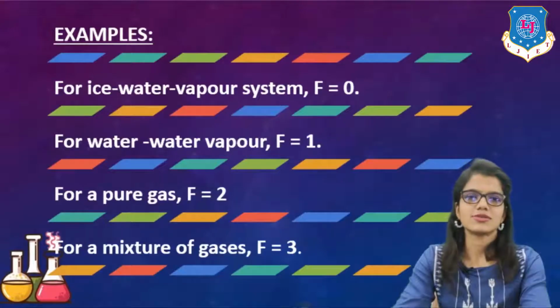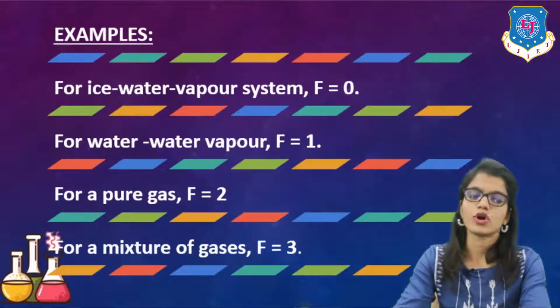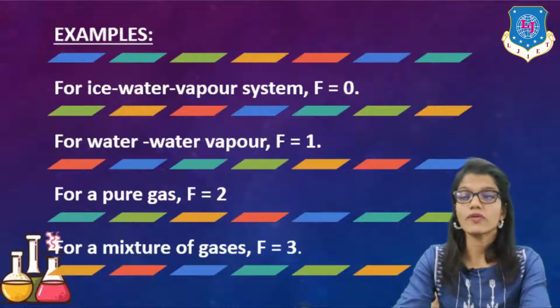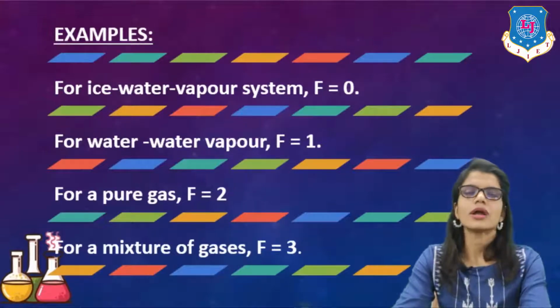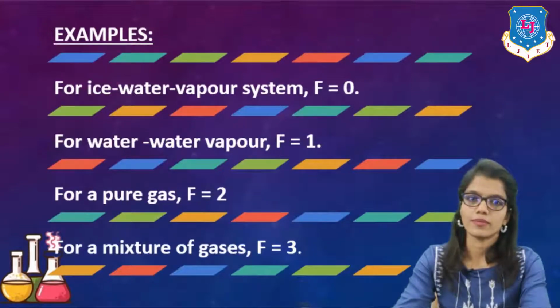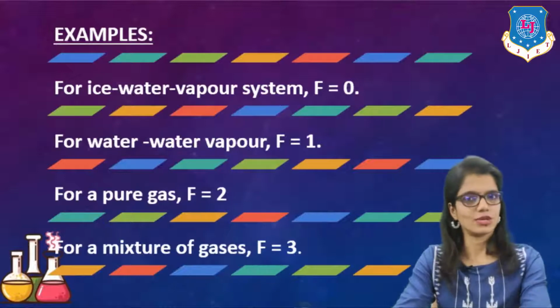In this particular session, we will start with examples of degrees of freedom, and how we can write it for different kinds of systems. So for an ice, water and water vapor system, we can write F is equal to 0. There is no degrees of freedom allowed here. That means capital F is equal to 0.